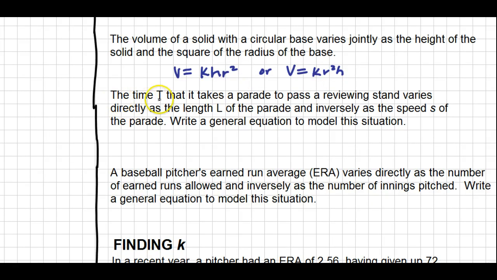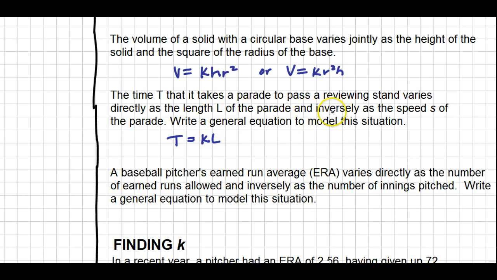Next example. The time t that it takes a parade to pass a reviewing stand, kind of like bleachers, varies directly as the length L of the parade and inversely as the speed S of the parade. Write a general equation to model the situation. So again, our first variable listed is t for time, and that is going to be our dependent variable. And then it varies directly, so I know it's going to be k times something, and in this case it's k times L.